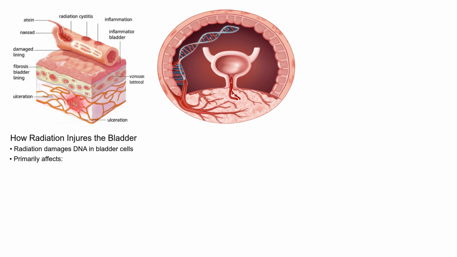Over time, and in more severe cases, this can lead to fibrosis, which is the formation of scar tissue. The bladder's capacity may shrink, its elasticity decreases, and small blood vessels can become damaged, leading to bleeding. In severe cases, ulcers may form in the bladder lining, causing significant pain and complications.